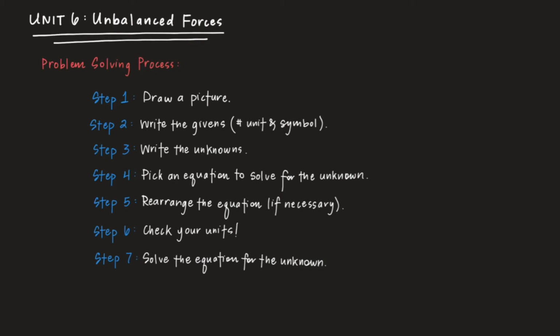Step 1, we want to draw a picture, and anytime we're dealing with forces, that picture is our free body diagram. So we're going to continue to draw those in this unit to show all the forces that are acting on an object, which of those forces are balanced, or in our case, unbalanced for this unit. Step 2, write the givens with the number, unit, and symbol. Step 3, write the unknowns. We're very familiar with those 2 steps.